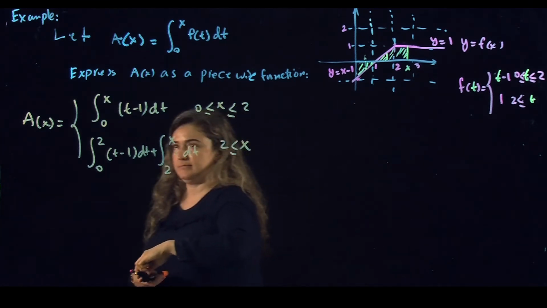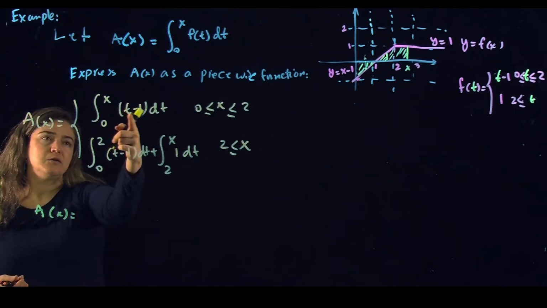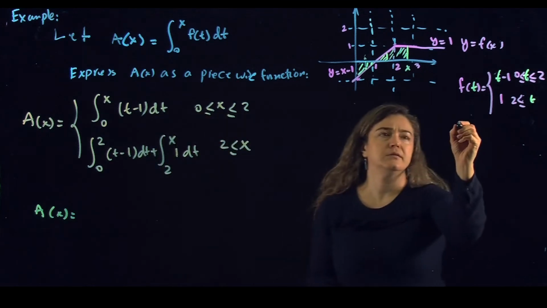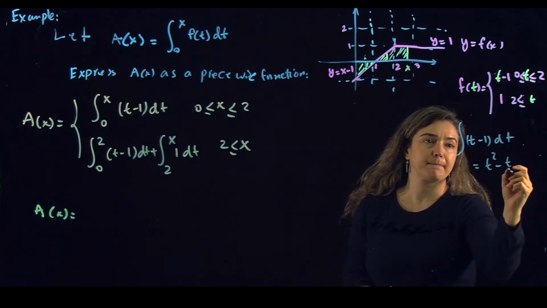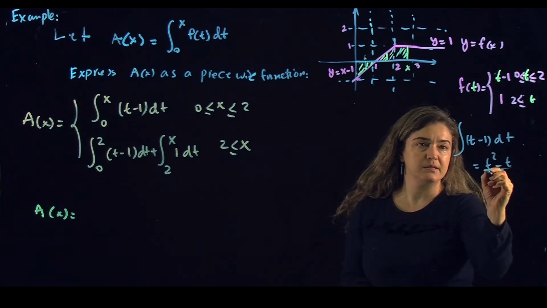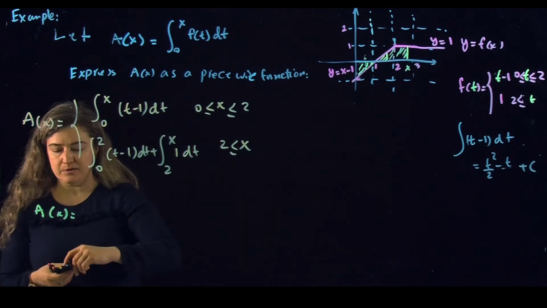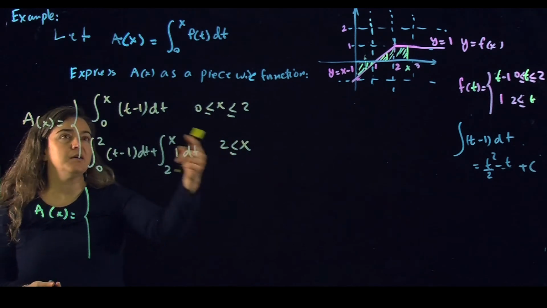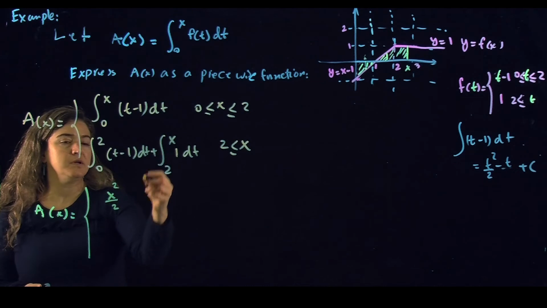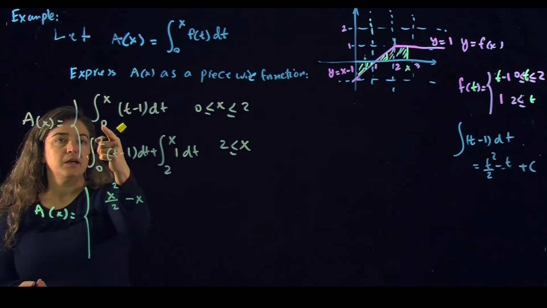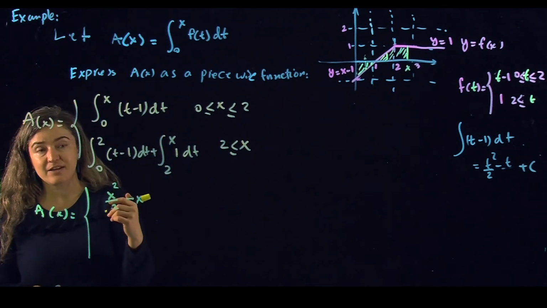Now let's calculate. So A(x) is equal to, well, I need to find the integral of t minus 1 in this corner on my scratch paper. T squared divided by 2 minus t plus c. Plugging in the values, when I plug in x in there, I get x squared divided by 2 minus x. If I plug in 0, I get 0. And notice that I'm not considering c because this is a definite integral.